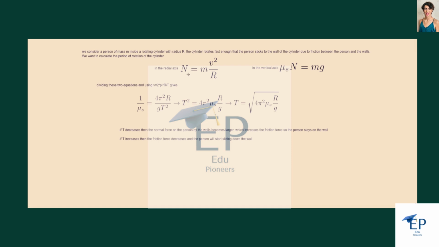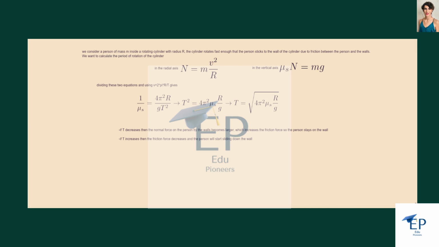The first one is just the normal force, which points radially towards the center of the cylinder, perpendicular to the wall. It's going to be equal to the centripetal force of the rotation. And on the vertical axis, that's where we're going to have the friction, because it's preventing the person from sliding down. So the friction is going to be pointing up. So we have μs, that is the static friction constant, times the normal force, equals the weight of the person.